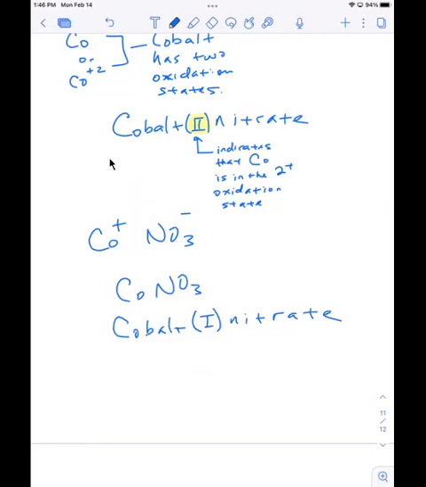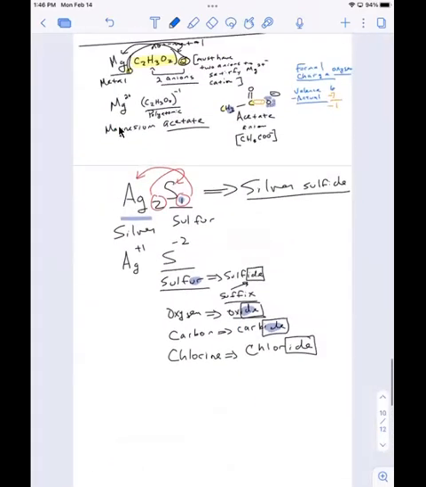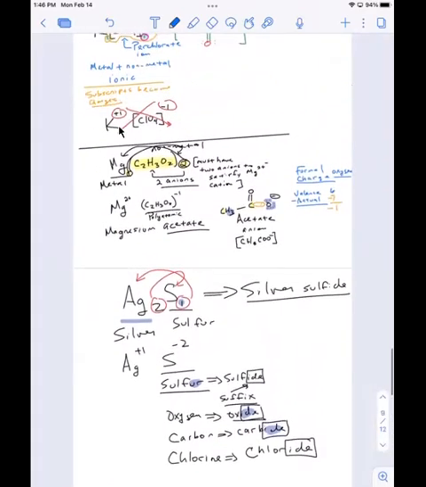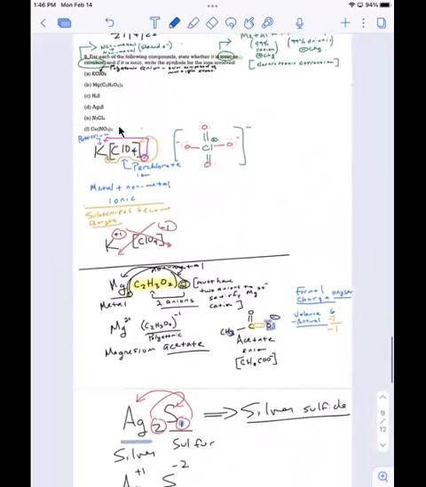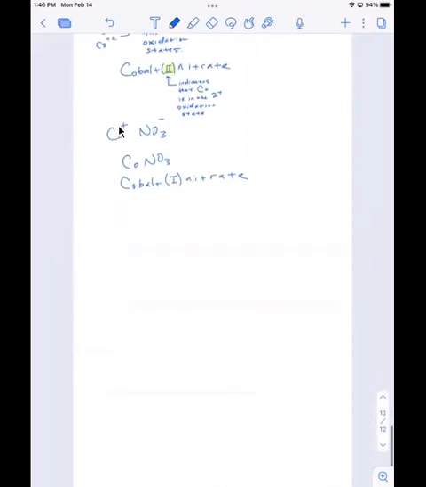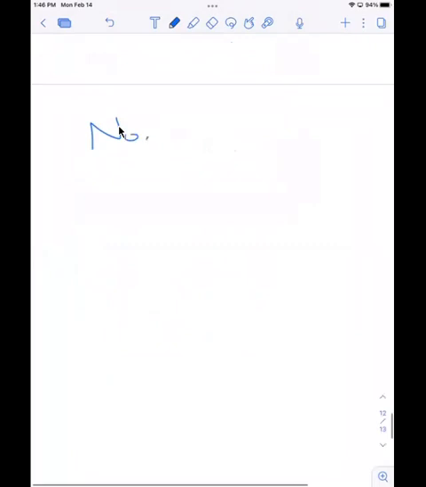All right, we got one more metallic compound, or is that all of them? That's all of them. Now we've got to do the non-metal one. So let's do the H2S first. Right, these are both going to be covalent.